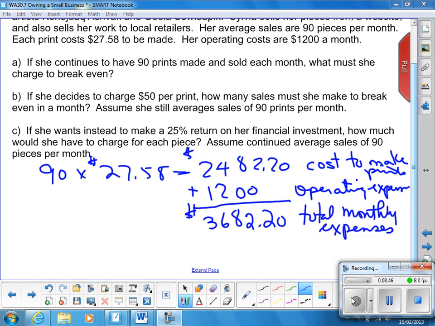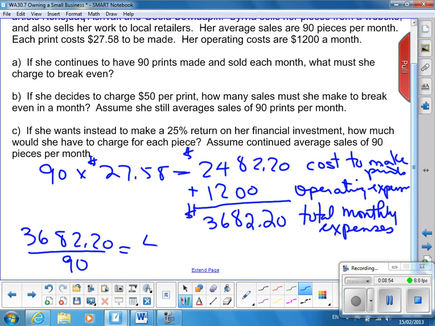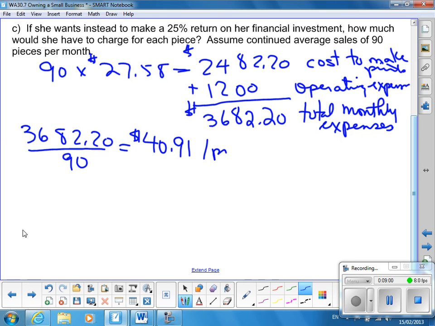So her total monthly expenses, $3,682.20. She needs to sell 90 prints. So she needs to sell them at $40.91 per print to break even. So just to cover her expenses. She's not making any profit yet.